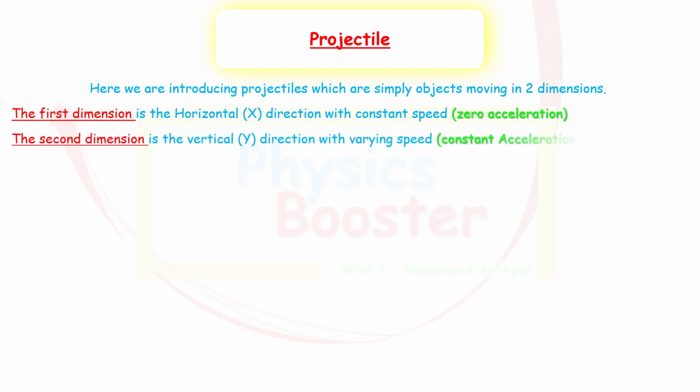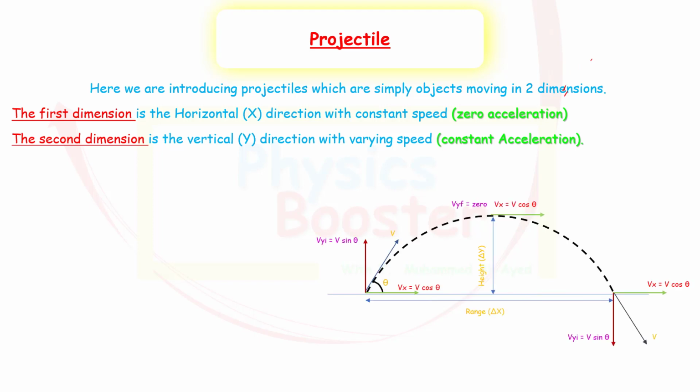We'll see right now. In the second dimension, it is moving vertically in the y direction, and it has varying speed. It has constant acceleration. As we mentioned before, this acceleration is going to be equal to g, which is 9.8, okay, as a quick reminder. Now, let's look at this shape here, which describes a projectile motion.